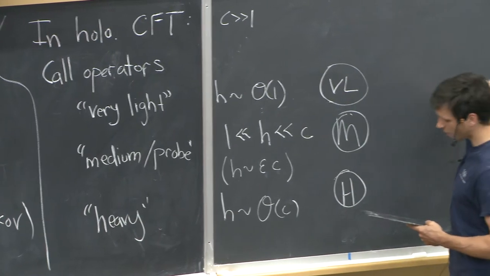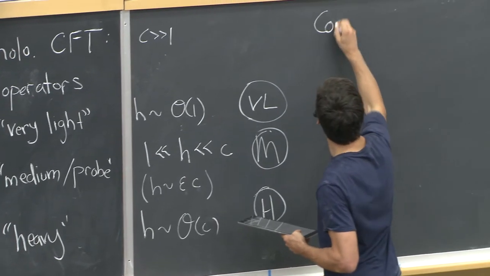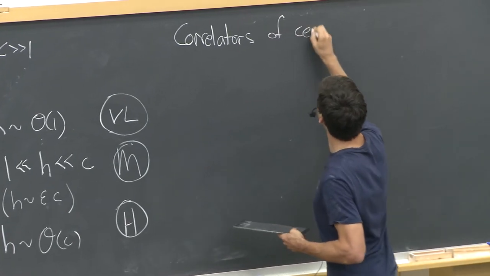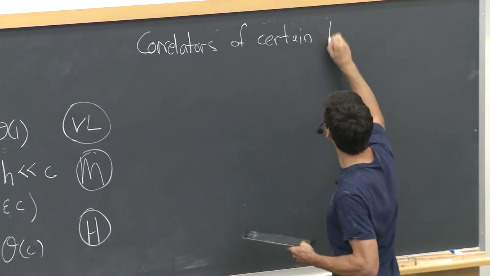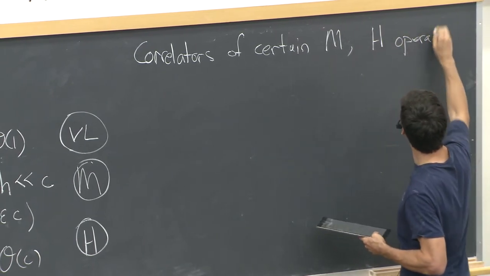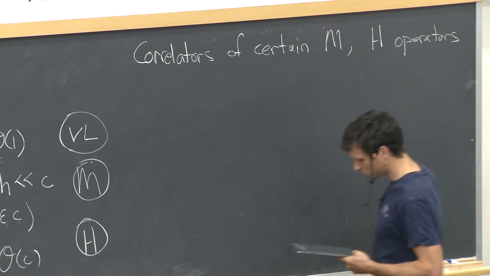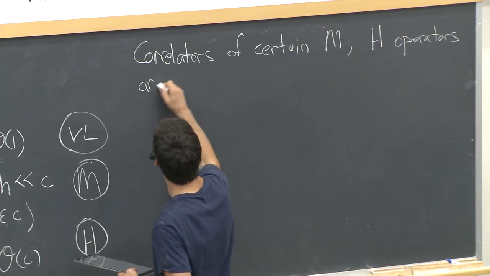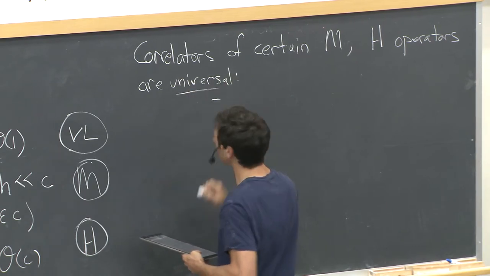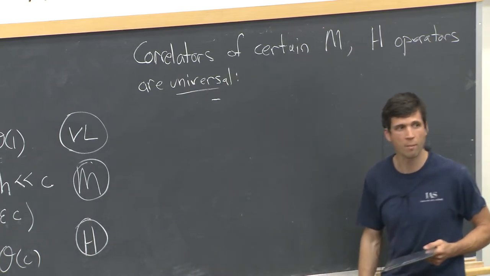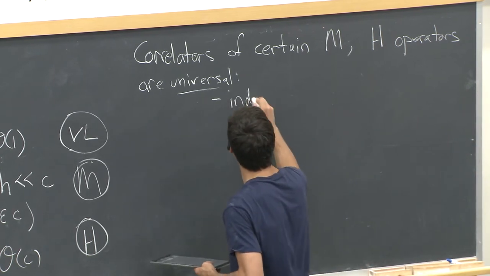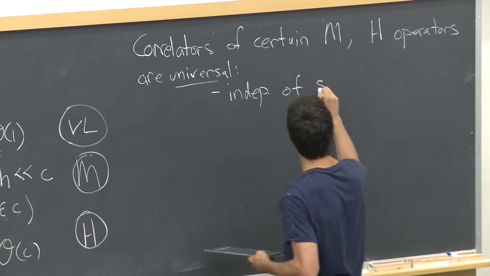And the statement in holographic theories is that correlators of certain medium and heavy operators are universal, in the same sense as the thermodynamics that we've just discussed so far. That is, they're independent of the specific CFT.